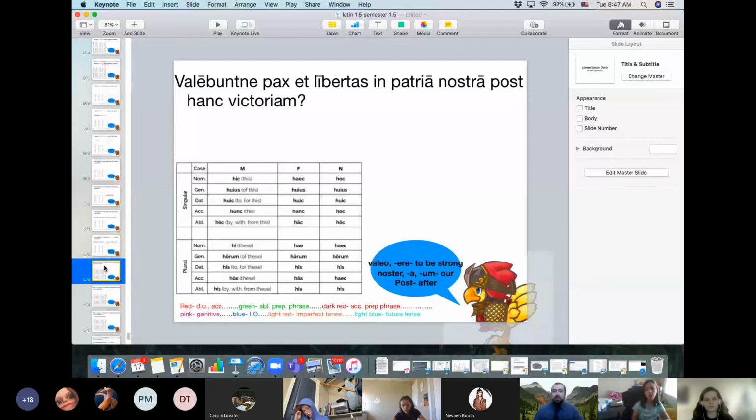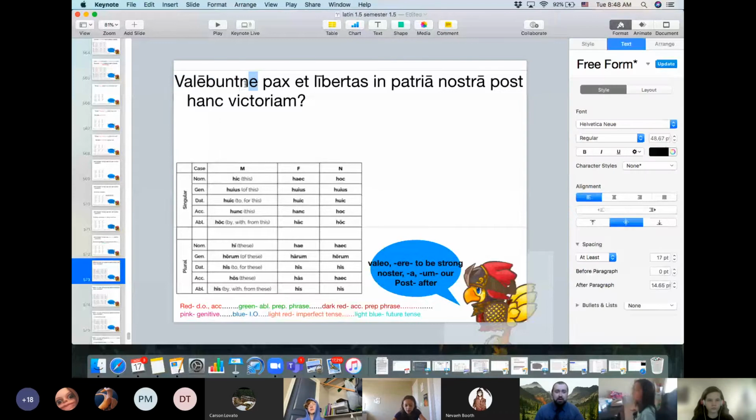Valebuntne pax ad libertatis in patria nostra post hanc victoriam. So this one is a question, and if we bump off the ne, we see that valebunt is what tense, anyone? Valeo means to be strong. It's imperfect. Not imperfect, it's bunt. So oh, well then it's future. Right, it's future, yeah. So if it would be nt, it would be imperfect. So since it's future, what helping verb can we start the whole thing with?